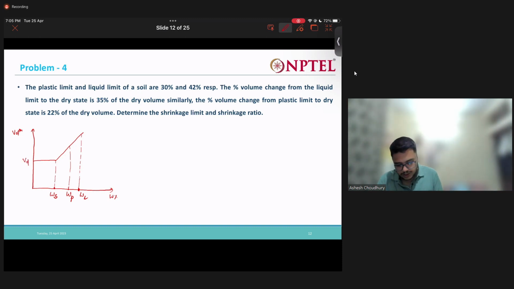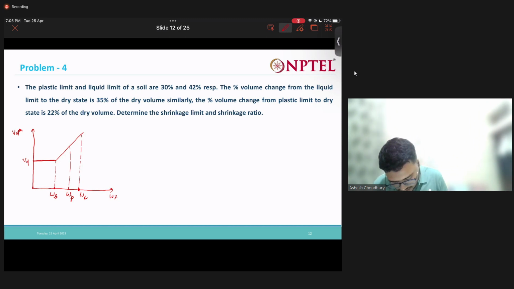You know that as we cross the shrinkage limit in the backwards direction, the water content is 0, so this is the dry volume. So from here to here the volume remains constant. Okay, so till here it's totally saturated, and here it becomes completely dry.